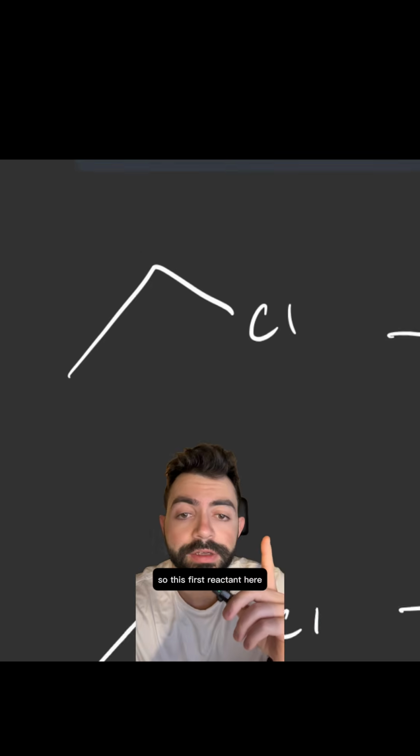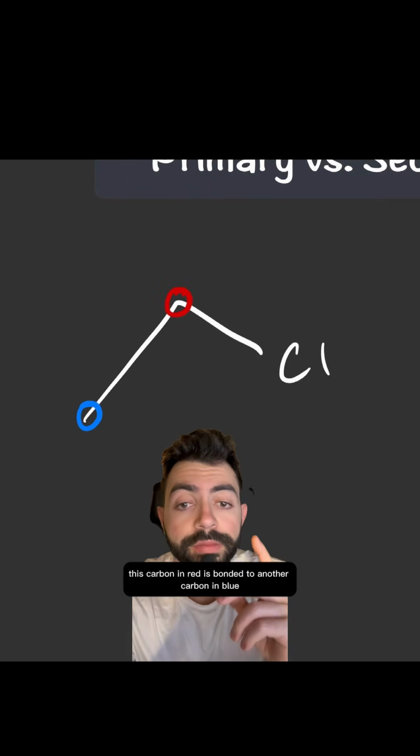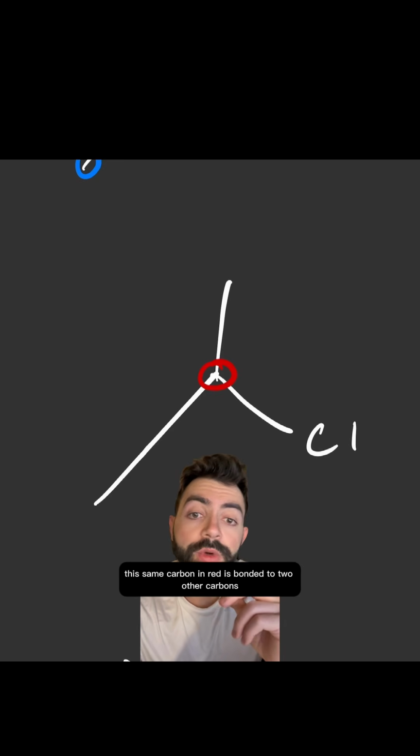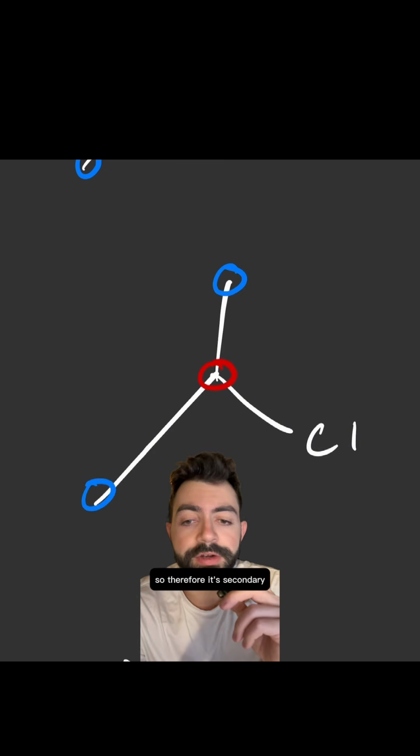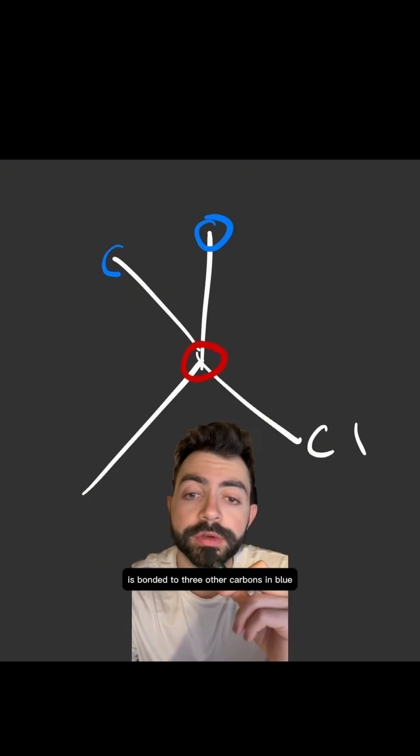So this first reactant here has a carbon bonded to a chlorine. This carbon in red is bonded to another carbon in blue. There's only one, so it's primary. In the second molecule, this same carbon in red is bonded to two other carbons, so therefore it's secondary. And in the third molecule, this same carbon in red is bonded to three other carbons in blue, so therefore it's tertiary.